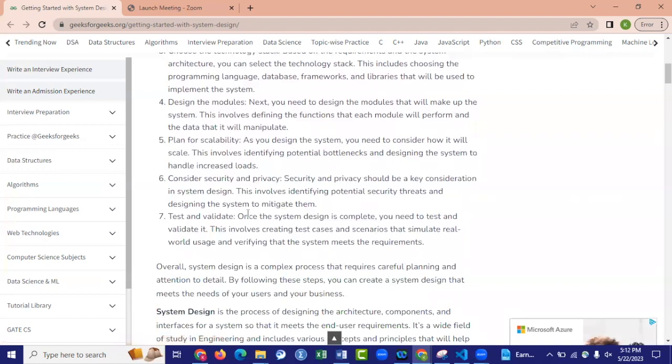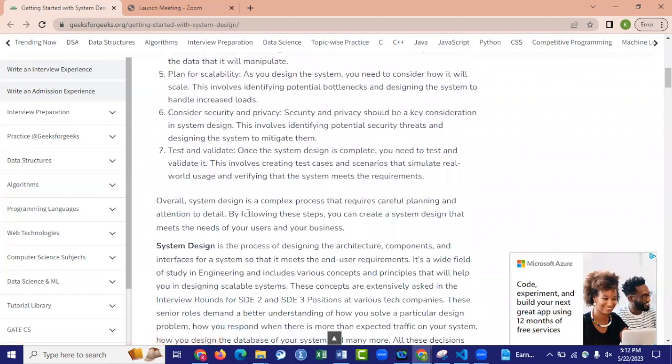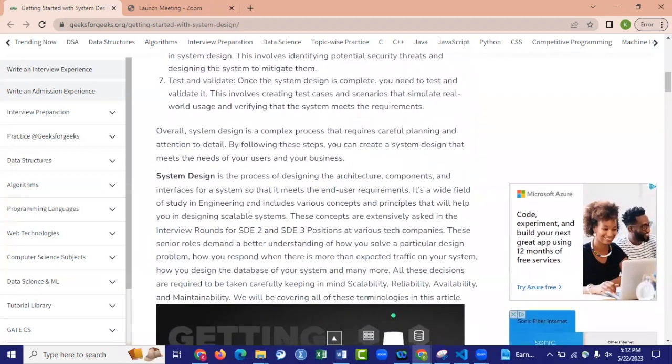So once the system design is complete, you need to test and validate it using the following methods. This involves creating test cases and scenarios that simulate real world usage and verifying that the system meets a set of requirements, satisfies the requirements. So overall, the system design is a complex process that requires careful planning and attention to detail. By following these steps, you can create a system design that meets the needs of the users.